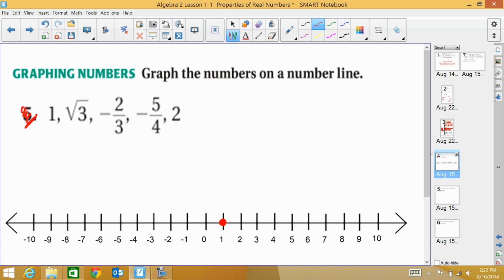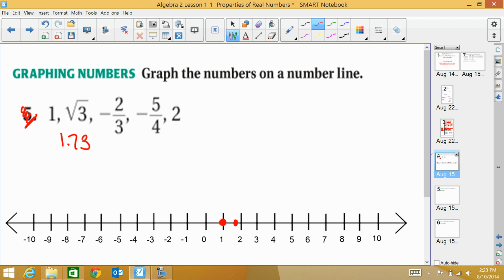Then we're going to graph the square root of 3. Now, I don't know what the square root of 3 is just off the top of my head. So what I'm going to do is convert that to a decimal. In my calculator, I'm going to take the square root of 3, and it is about 1.73. So I can graph that on here. Now, if you didn't have a calculator, you know that the square root of 1 is 1, and the square root of 4 is 2. So it has to be somewhere in between 1 and 2. If you had to guess, you could do that also.